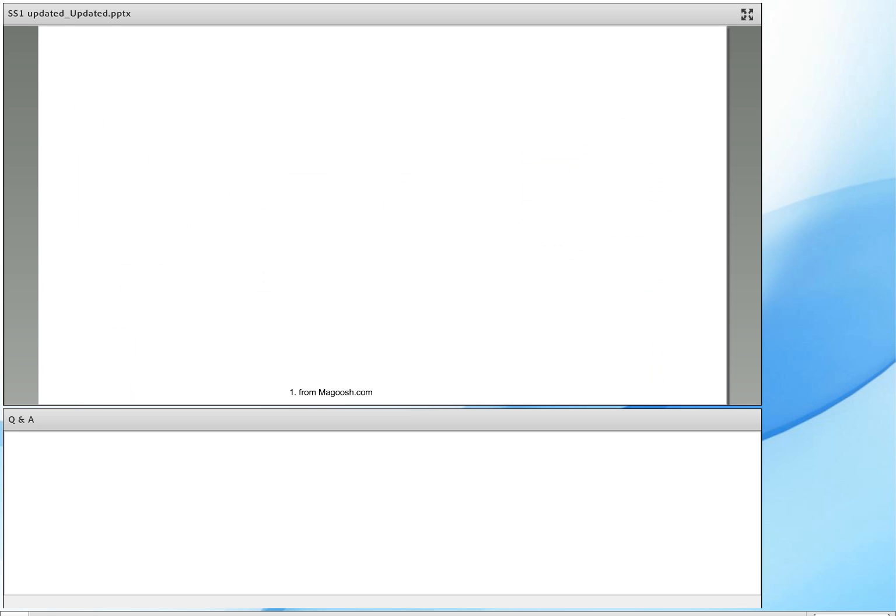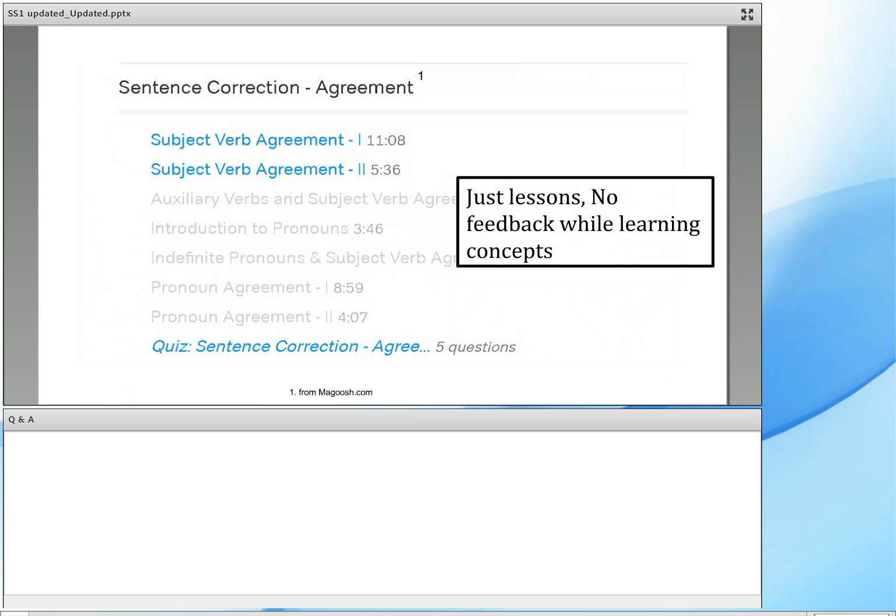Now, when you compare this to another popular course, which is by Magoo, what you're going to find is that there are a bunch of lessons, a couple of lessons on subject verbs. It's not as comprehensive, but other than that, there is no feedback over here. This time that you see is the length of the video, not the time that you actually took watching this video.